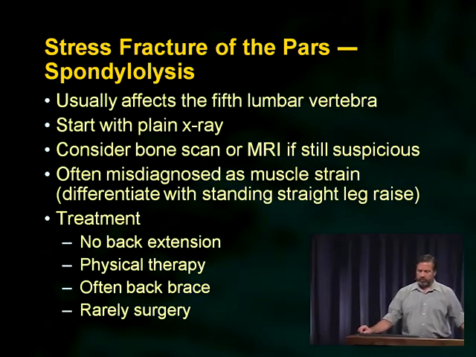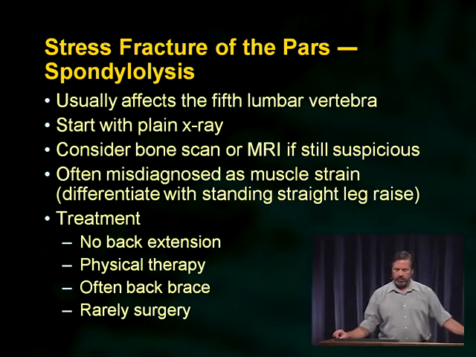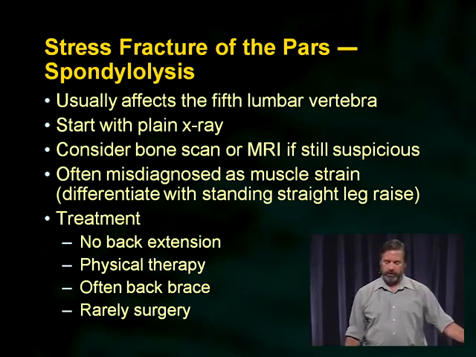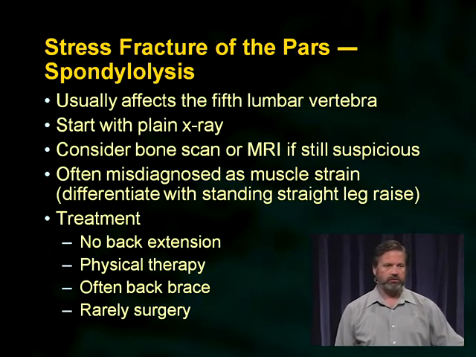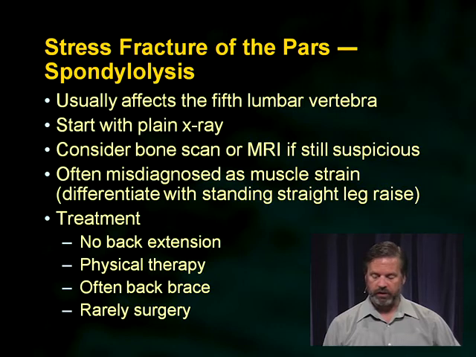So this is a stress fracture of the pars. Usually affects the 5th lumbar vertebrae. The easiest thing to do is to start with a plain x-ray. But if you're still suspicious, if the straight leg is positive and you're dealing with a kid who's at risk, again, somebody who's doing regular hyperextension of the spine, you should consider an MRI.